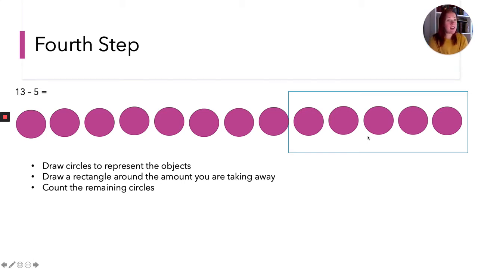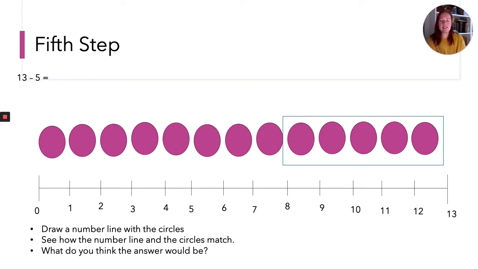If you find that quite easy and quite simple, you can move on to the next stage, which is the fifth stage. And again, we're going to be using that number line. So we're going to draw out our circles and do our rectangle around our 5 again, but at the same time we're going to have our number line there, and our number line matches our circles.